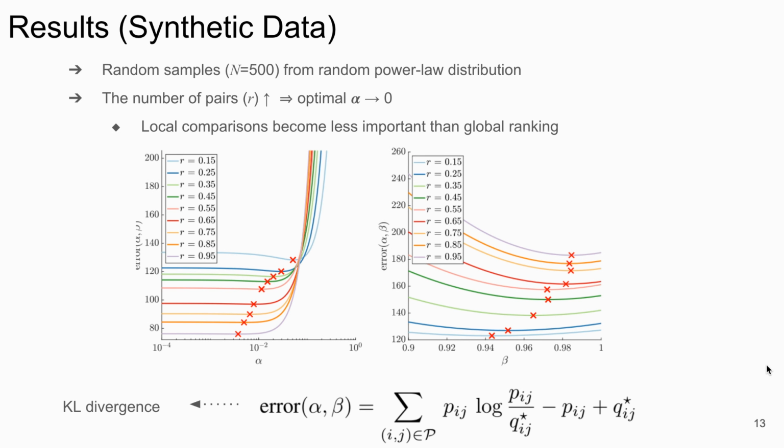In this set of experiments, we explored the impact of the number of pairs on the optimal blending factor alpha and the optimal smoothing parameter beta. We denote the number of pairs by R as a fractional number that can take values from 0 to 1. As you can see in the plot on the left side, as R increases, the optimal value for alpha decreases and gets closer to 0. This means that as we increase the number of pairs, the local comparisons become less important than the global ranking.